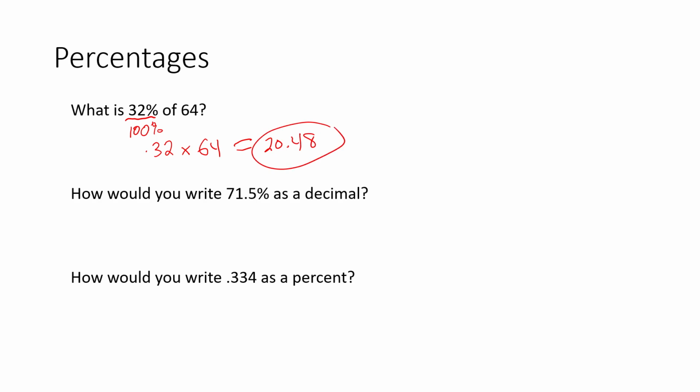That's our answer. How would you write 71.5% as a decimal? Again, you would just divide it by 100%. So your answer would be 71.5 divided by 100, which would be 0.715. How would you write 0.334 as a percent? You would take the 0.334 and multiply it by 100%. So that would be 33.4%.